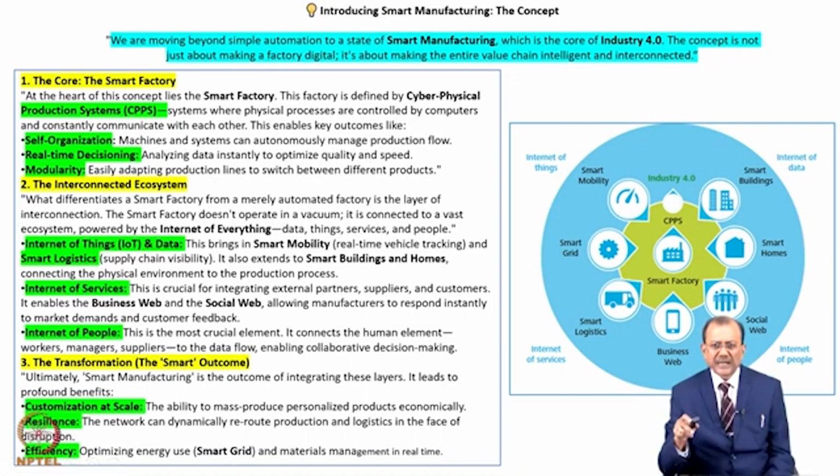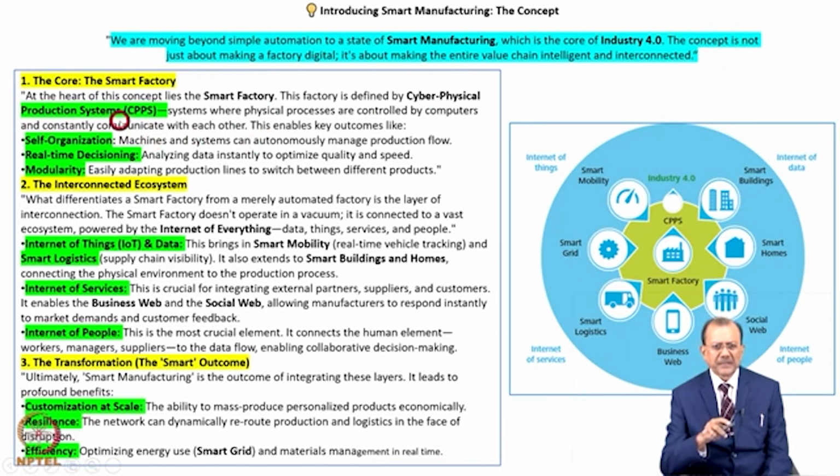This is a master slide where I explain that after knowing what we have discussed previously in the last four or five slides, if you would like to build smart manufacturing, what all will matter and what you may require. One is that you need a core production system, which we call the cyber-physical production system, where physical processes are controlled by computers that constantly communicate with each other.